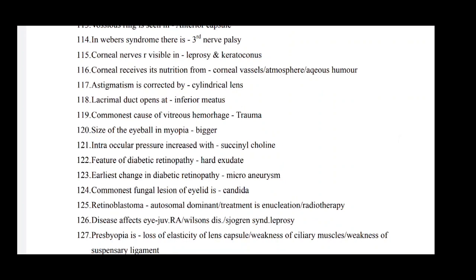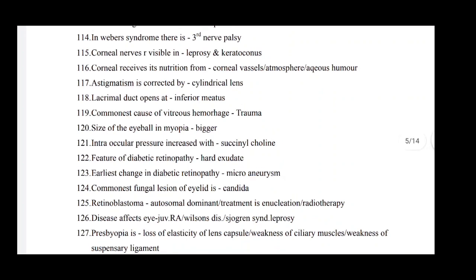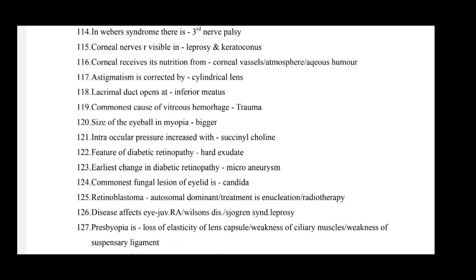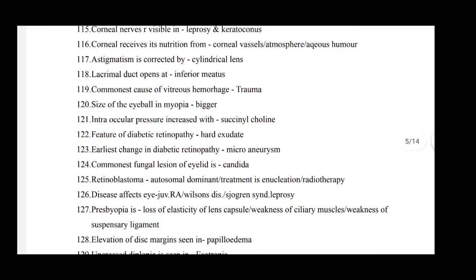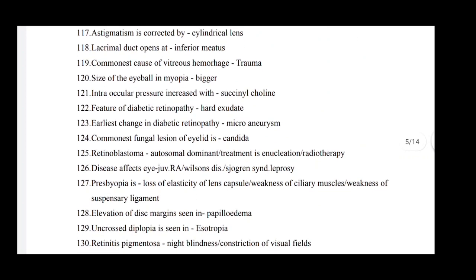Corneal nerves are visible in leprosy and keratoconus. The cornea receives its nutrition from corneal vessels, atmosphere, and aqueous humor. Astigmatism is corrected by cylindrical lenses. The lacrimal duct opens at the inferior meatus. The commonest cause of vitreous hemorrhage is trauma. The size of the eyeball in myopia is bigger.